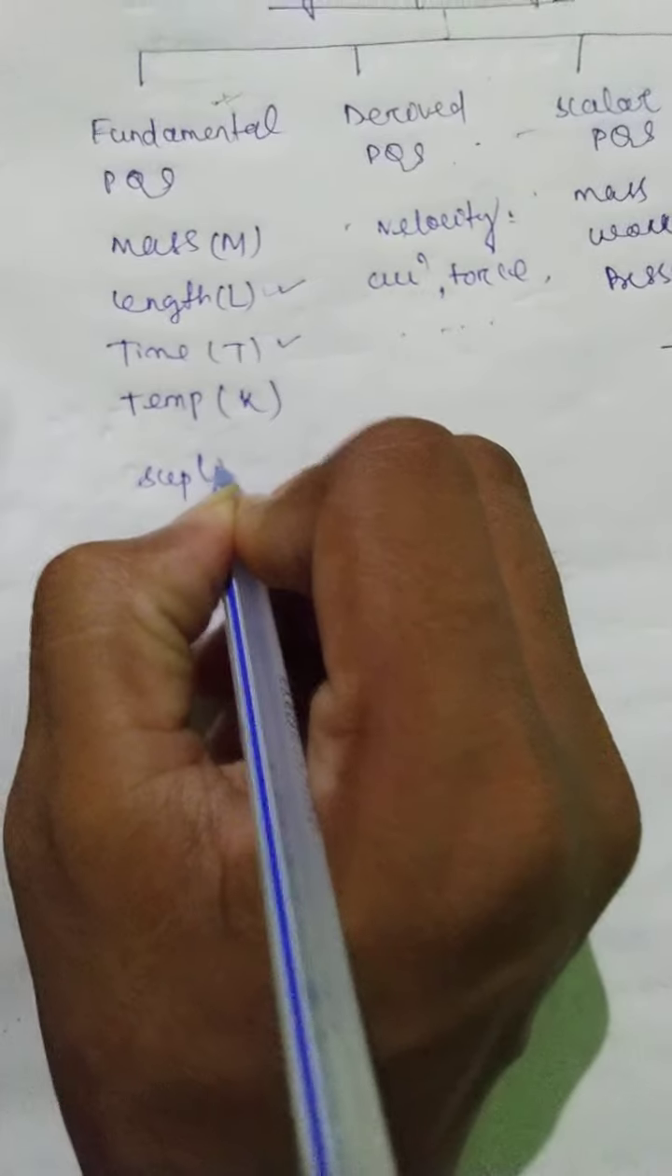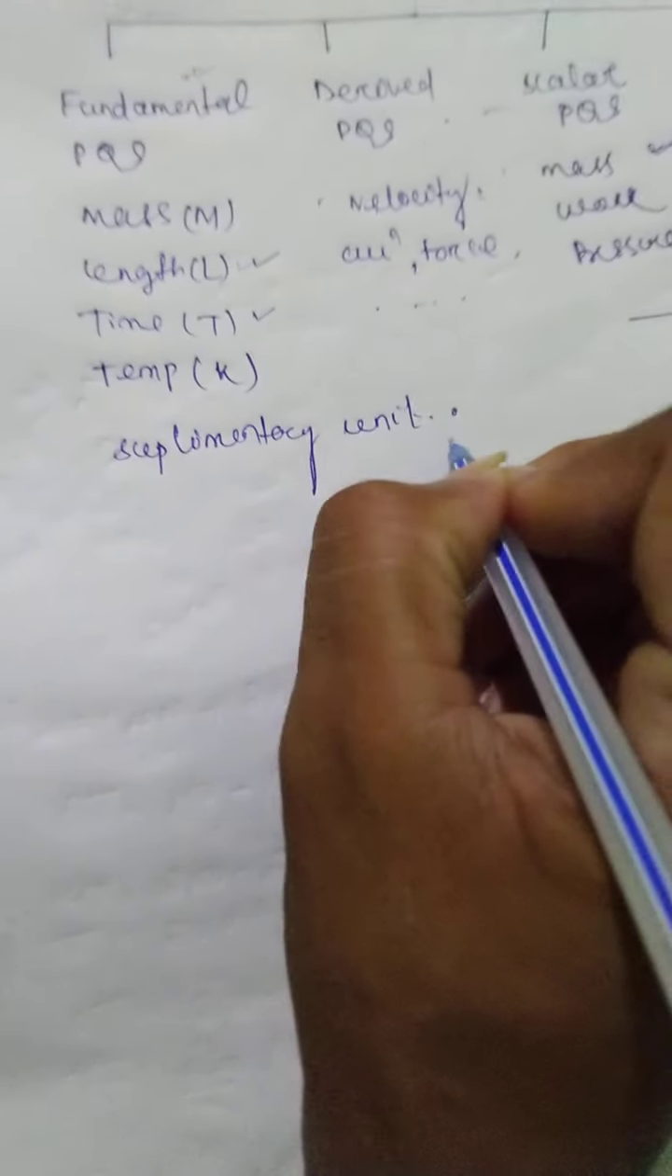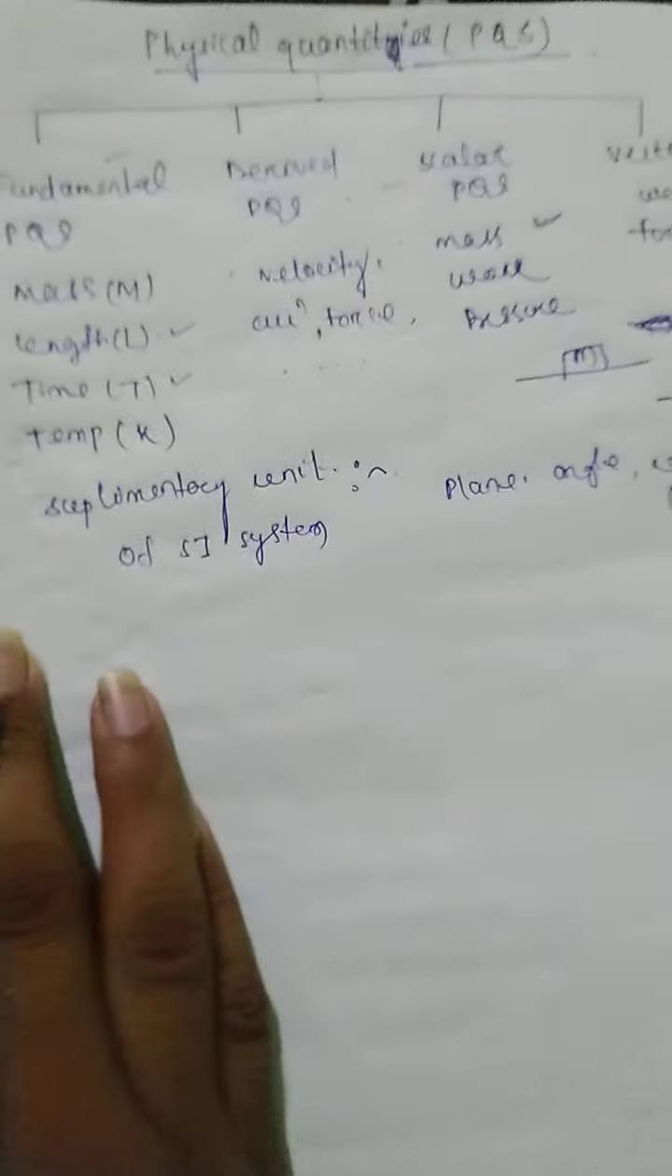Okay. Then the next thing is what is a supplementary unit. Supplementary units of the SI system. Examples are plane angle and radian. Plane angle and rad. Then some basic things we should know.